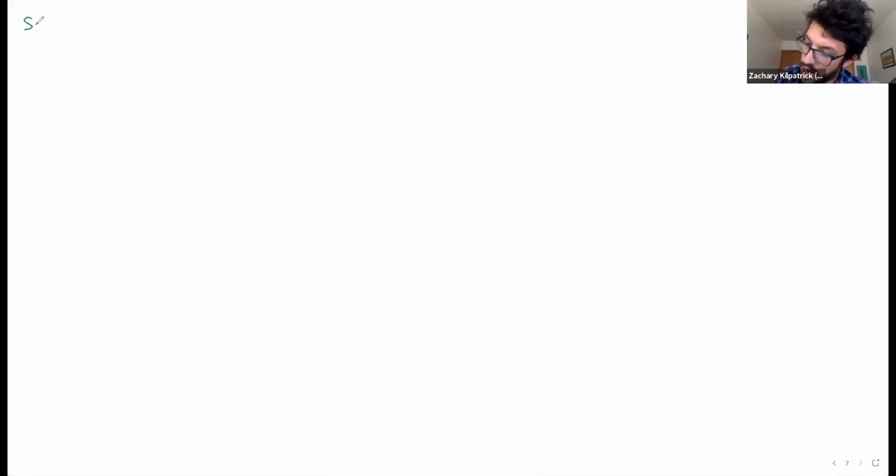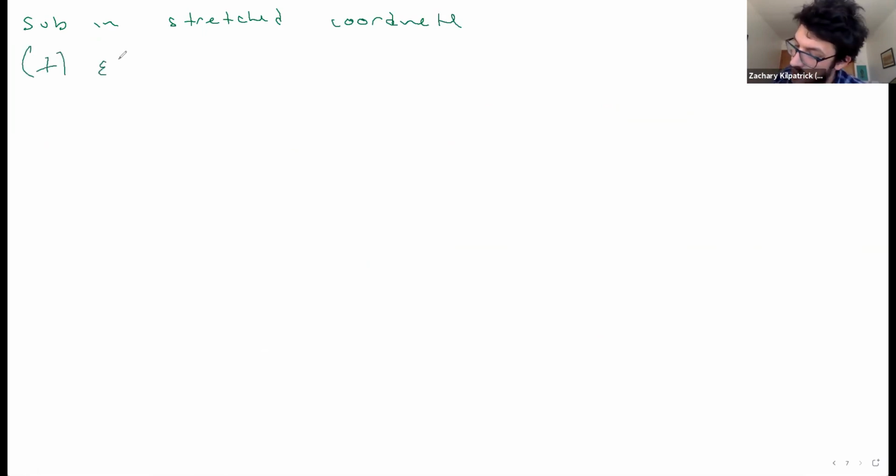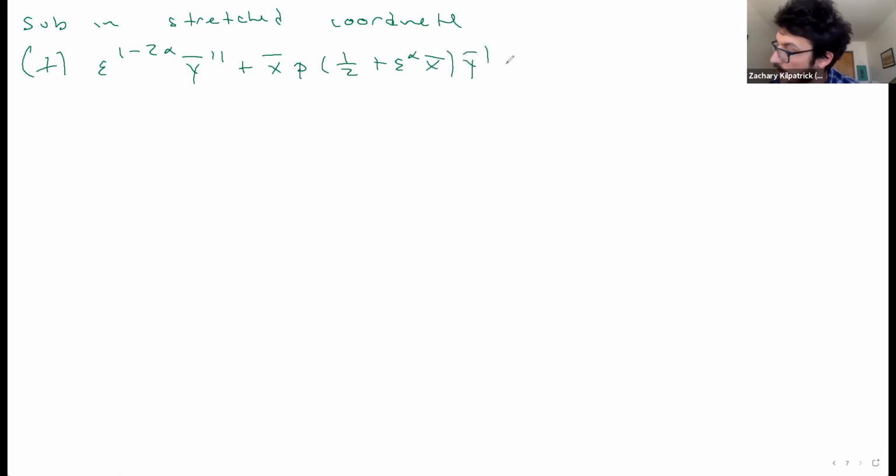So if I sub in my stretched or inner coordinate, what I get is, and I'll call this dagger, epsilon to the 1 minus 2 alpha y bar prime prime plus x bar p times 1/2 plus epsilon to the alpha x bar y bar prime minus p of 1/2 plus epsilon to the alpha x bar y bar equals 0.